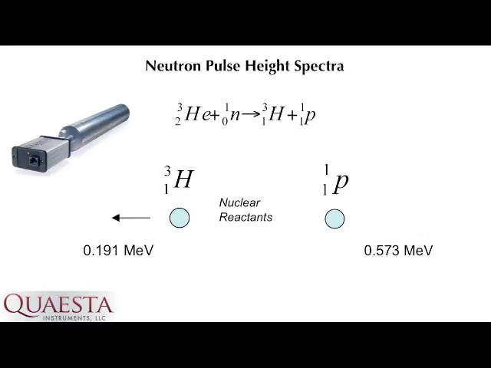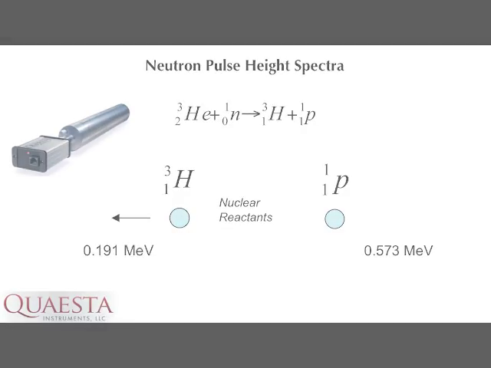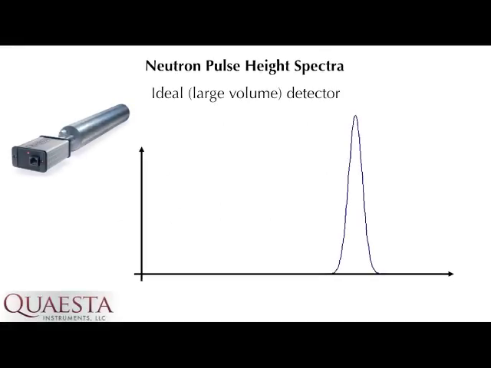If the detector's active region is large compared to the mean free path of the reactants, all of their energy will be captured and measured by the detector. Since the energy of the reaction is constant, this will produce a narrow signal peak in the pulse height spectrum. The location and relative height of this peak is characteristic of the energy of the reaction.